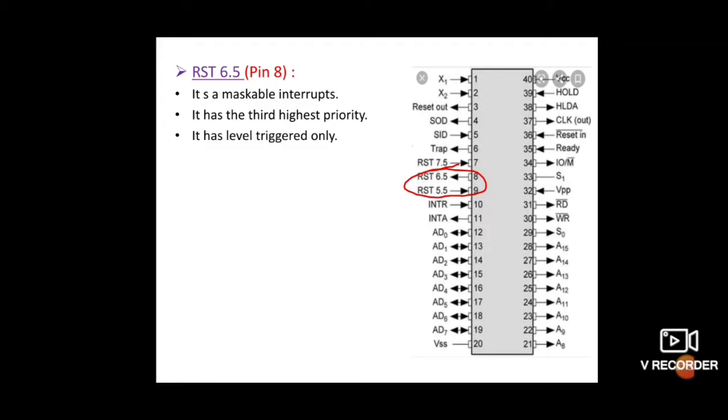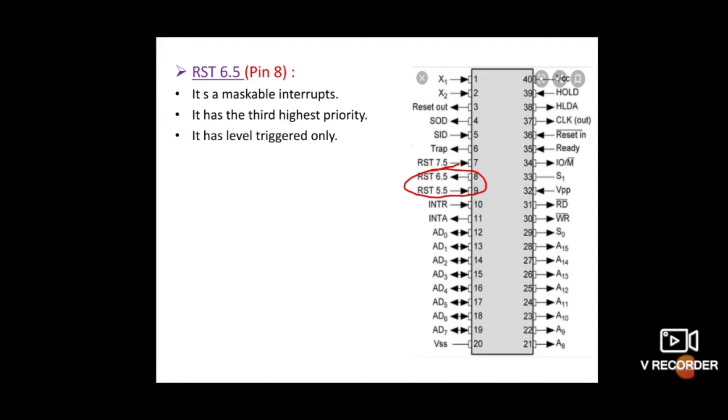It has level trigger only. Level means a high or low level. RST 6.5 and RST 5.5 are input signals, but in level trigger the input should be 1 or 0. When an interrupt is recognized, the next instruction is executed from a fixed vector location.